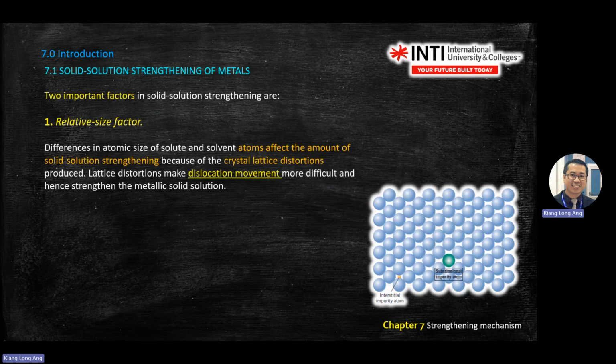Okay. So two important factors in solid solution strengthening. Again, for solid solution strengthening, there are two ways. Either substitution, where you substitute the green color ball, or you put in an impurity, like in this case, an orange color impurity, very, very small. If it fits inside the gap here, we call it an interstitial impurity.